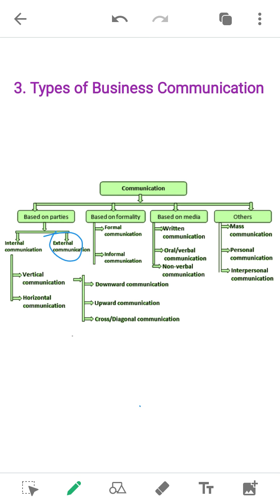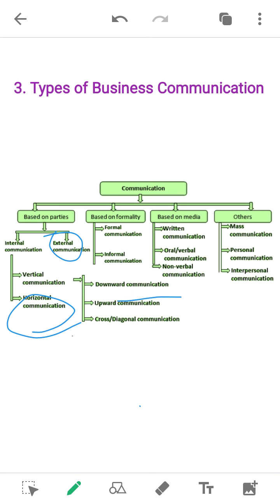Internal communication can be classified into two parts: vertical communication and horizontal communication. Vertical communication is when any message is conveyed from superiors to subordinates or subordinates to superiors. And horizontal communication is when any information is transferred among the same levels of employees. Vertical communication can be classified into three parts: downward communication, upward communication, and cross or diagonal communication.